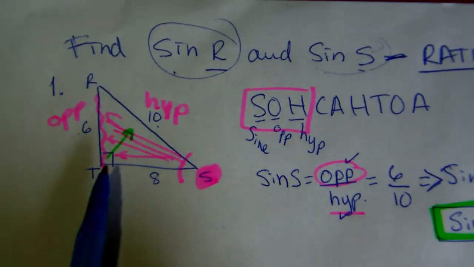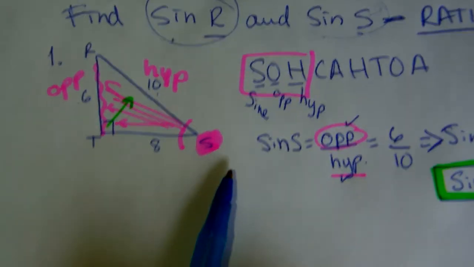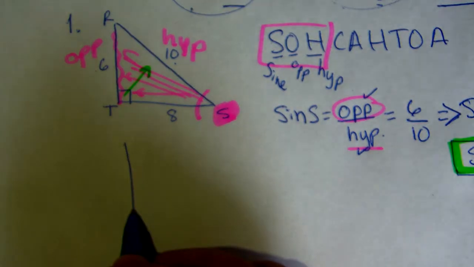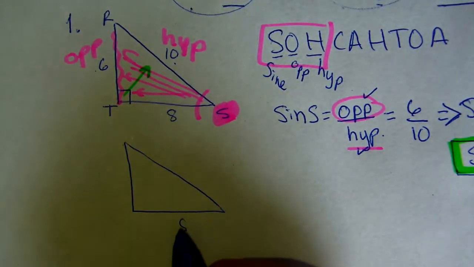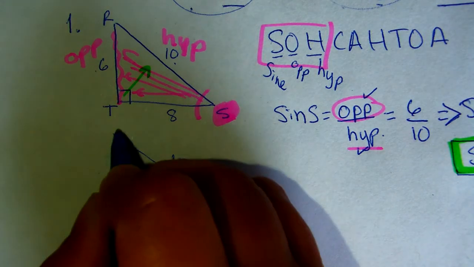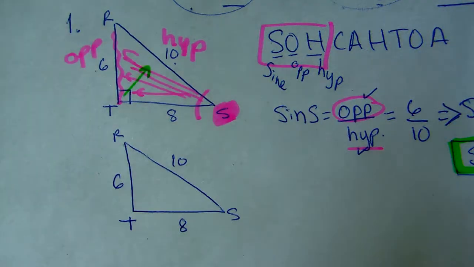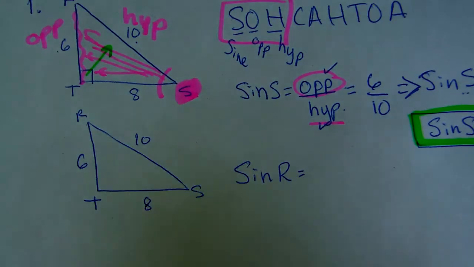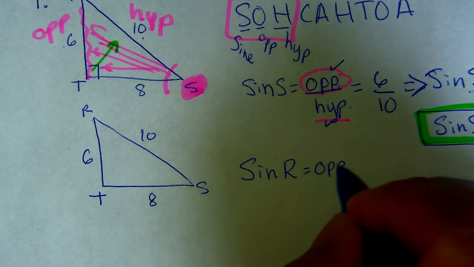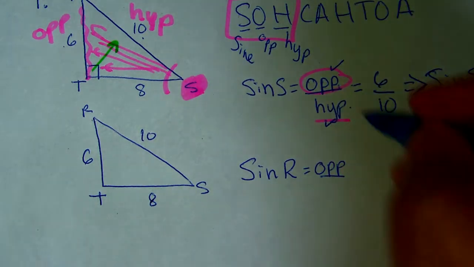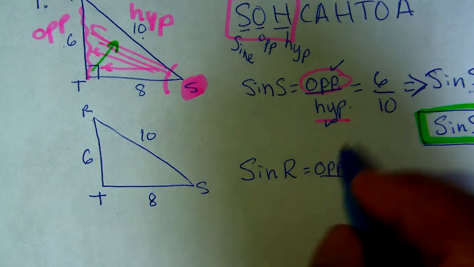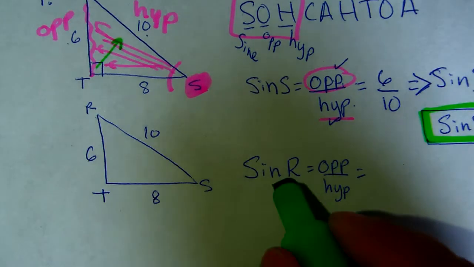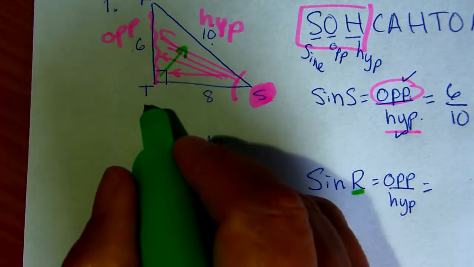Sine of R. Since we already labeled this triangle right here, I'm going to draw it again here. 8, 6, 10, R, T, S. All right, so now we need to get the sine of angle R. And again, it's the opposite. Since you're learning, I want you to get used to writing the formula. Opposite over hypotenuse. So, where's angle R? Okay, this is angle R.